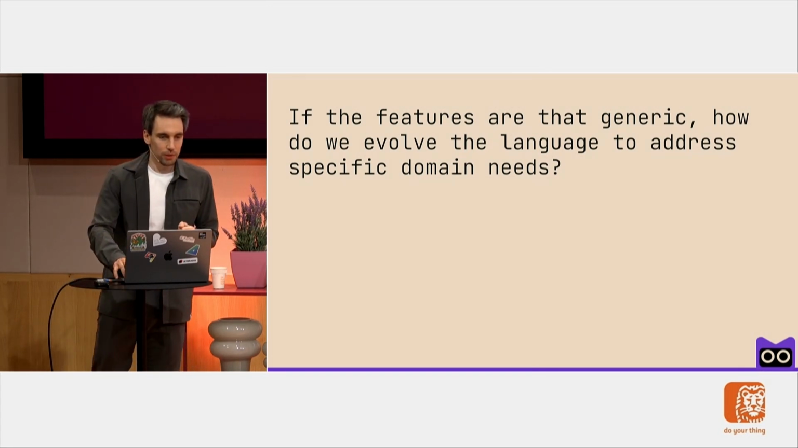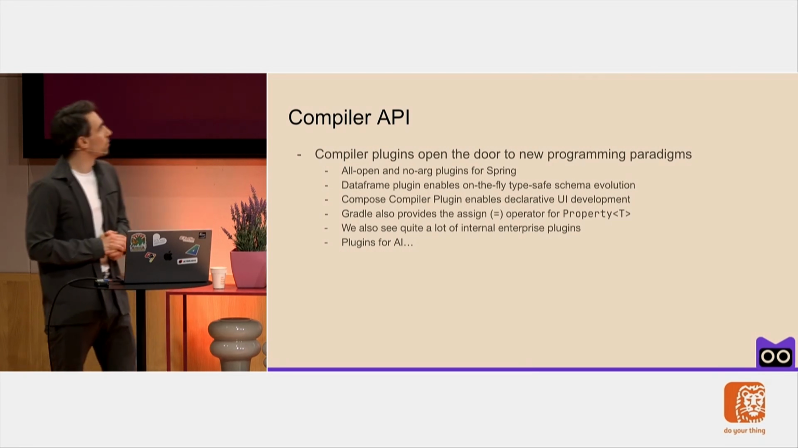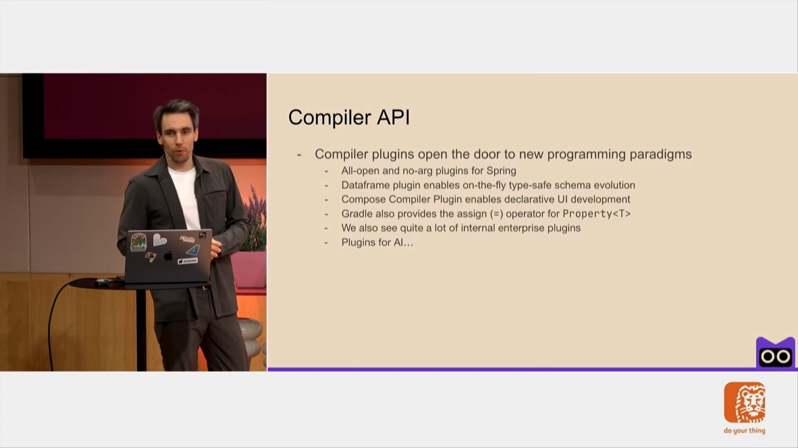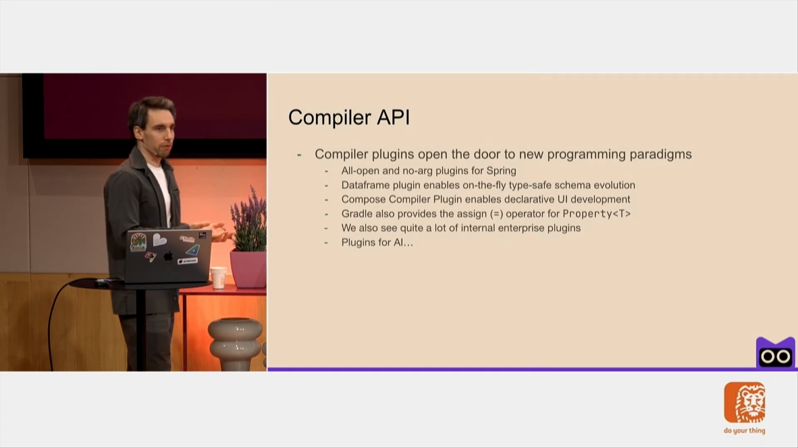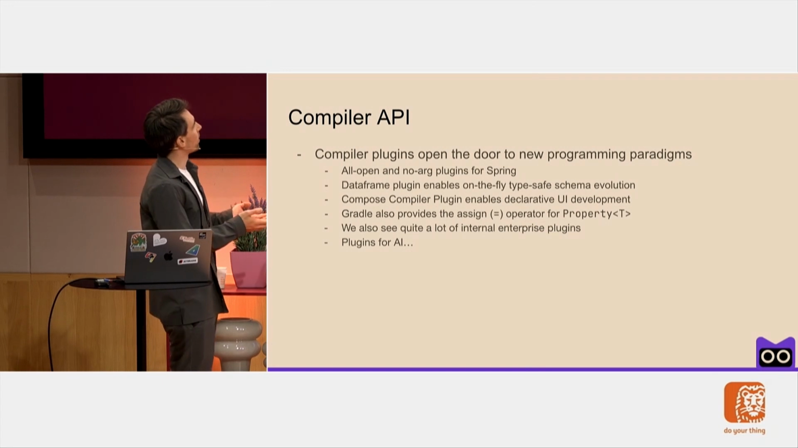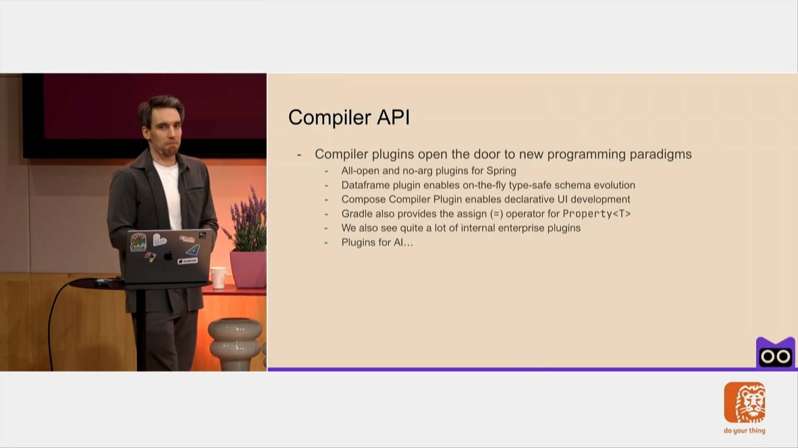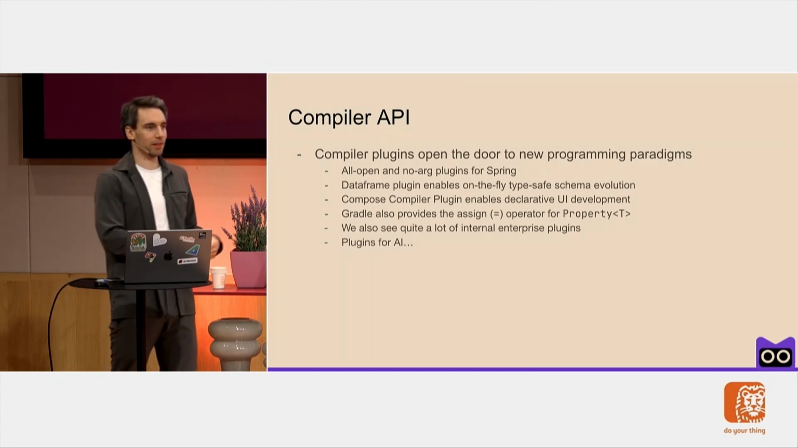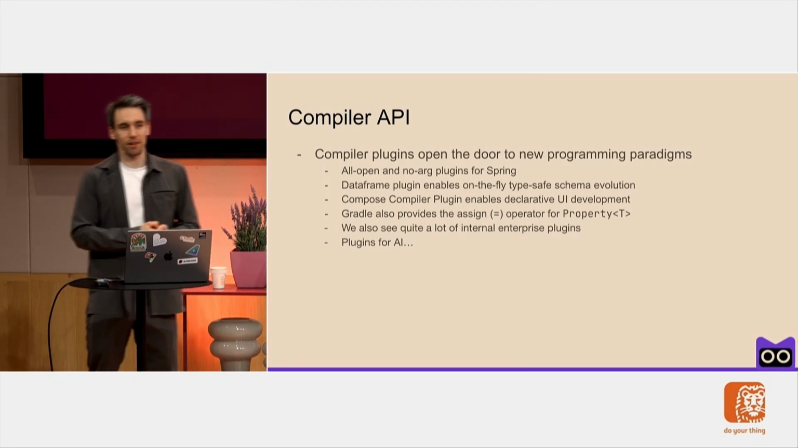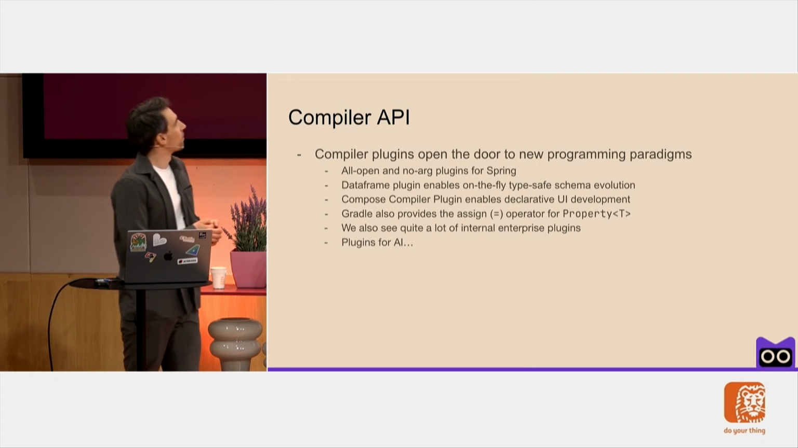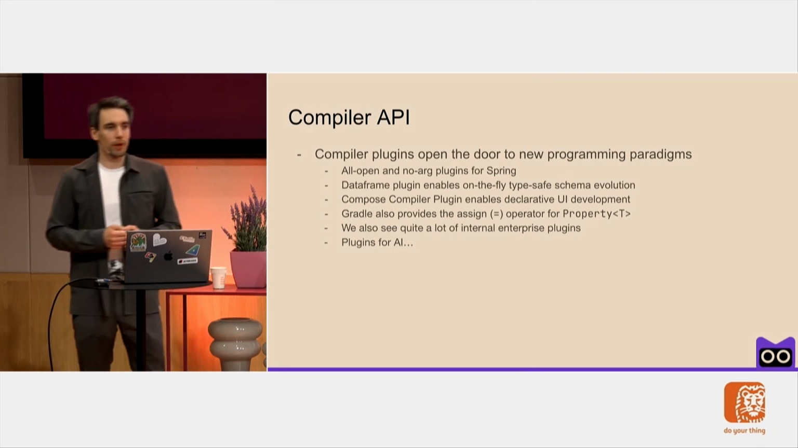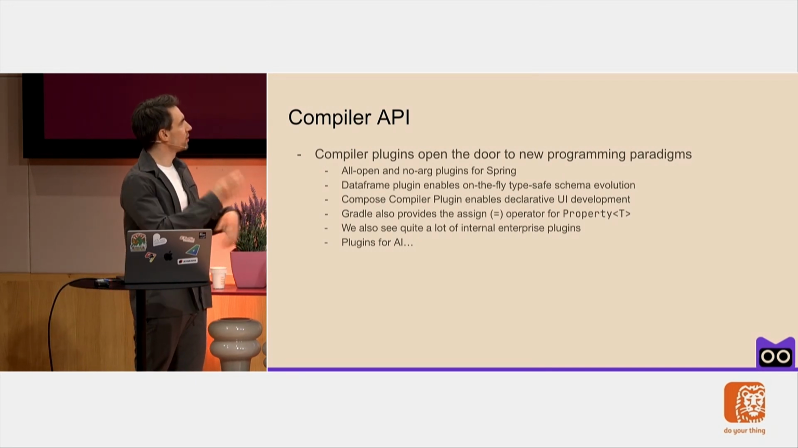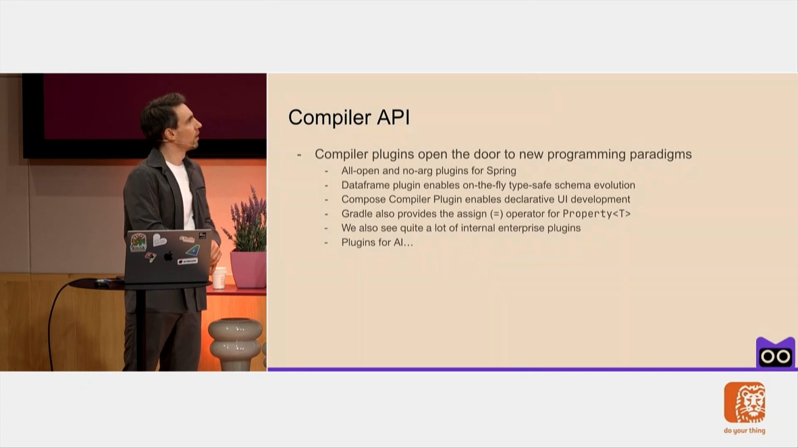And the answer that we follow is that we want to use compiler plugins for that. And we see that it works more or less fine. For instance, for Spring, for server-side development, we have the all-open and no-arg plugins that you probably use, maybe implicitly or not, because they are enabled by default when you enable the Kotlin Spring Gradle plugin. For the DataFrame plugin for data processing, we have a separate plugin that allows you to change type-safe schema on the fly.